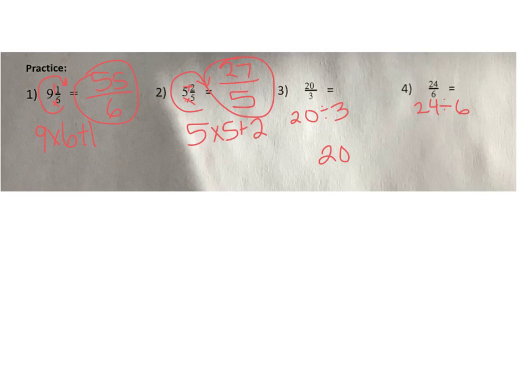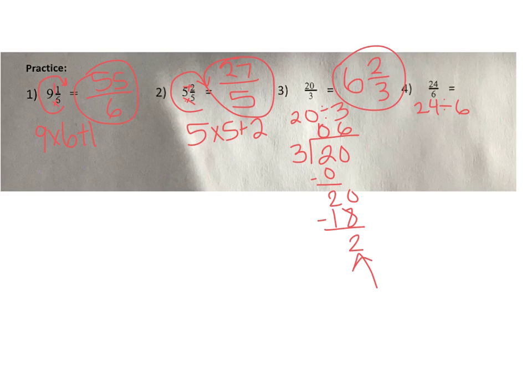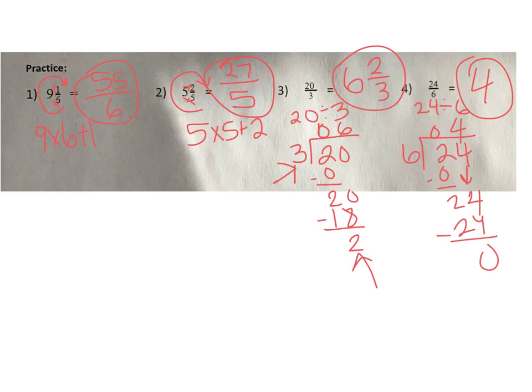So then this one we've got to do 20 divided by 3. 3 goes into 20 6 times with 2 left over. So our answer is 6 whole with 2/3 as your fraction. Remember, the remainder is your numerator and the divisor is your denominator. 24 divided by 6 goes in evenly, so we know it's going to be a whole number. 6 times 4 is 24. So our answer is just the whole number 4.